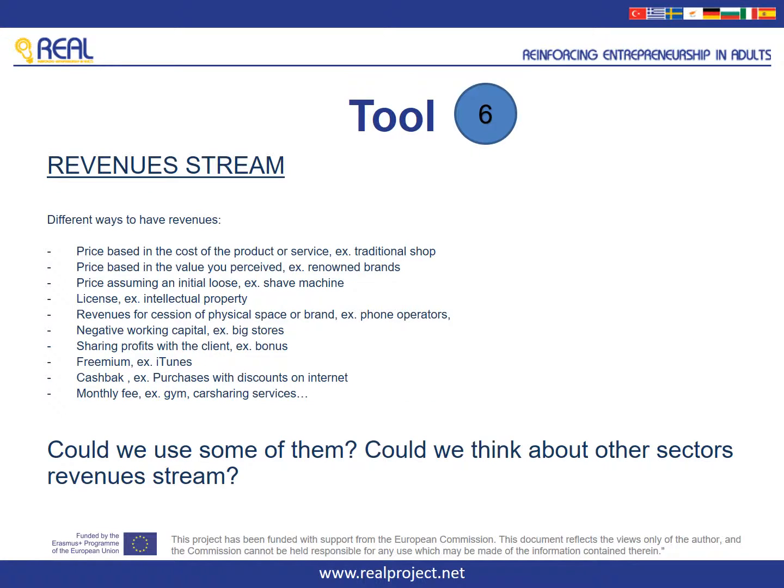Finally, tool number 6 will help us to think about new ways to earn money in our business. We have a list of different ways to have revenues. Is one of them suitable for our business?